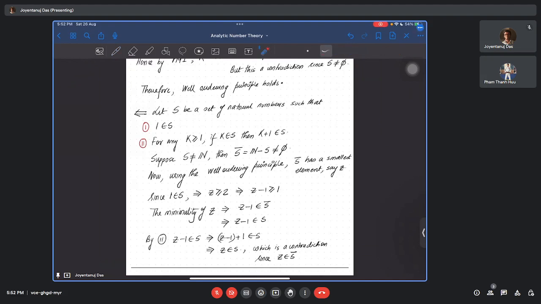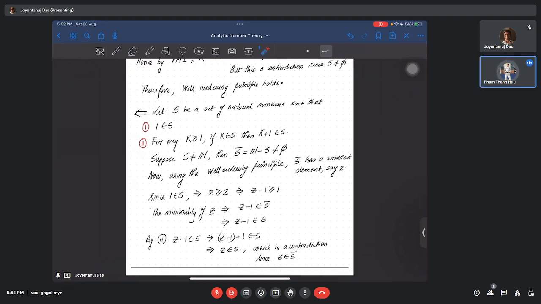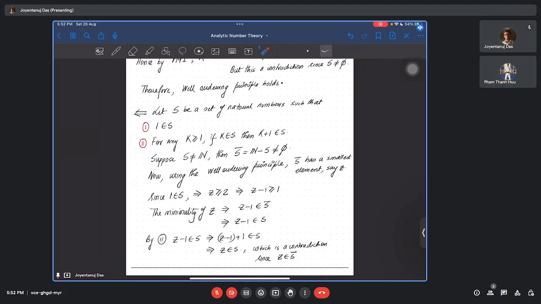So the induction: suppose S is a set of natural numbers. 1 belongs to S, and this property holds that if k belongs to S, then k plus 1 also belongs to S. So this implies that S is actually equal to the natural numbers. That is the induction principle. One and two are the hypothesis of the induction, and then by induction we conclude that S has to be equal to n, the whole natural numbers.